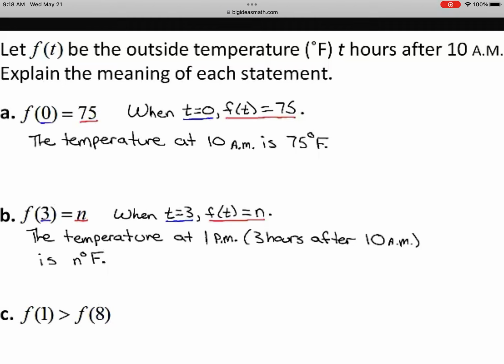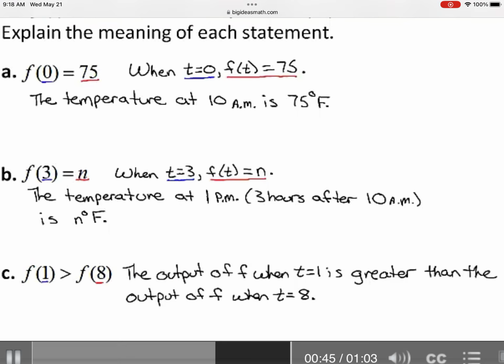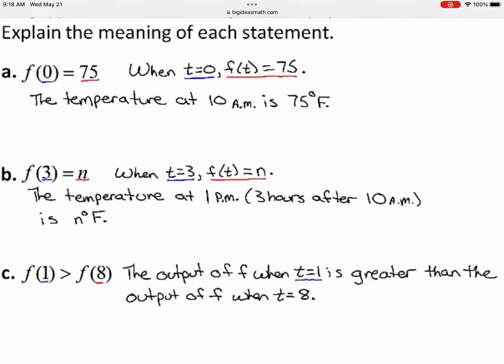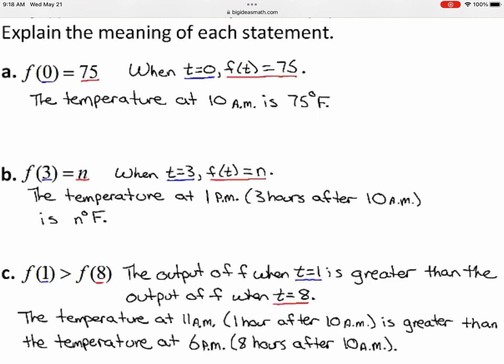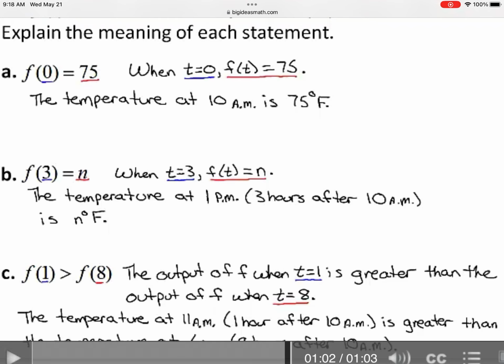Part C. F of 1 is greater than f of 8. This statement means that the output of f when t equals 1 is greater than the output of f when t equals 8. So in this situation, the temperature at 11 a.m., which is 1 hour after 10 a.m., is greater than the temperature at 6 p.m., which is 8 hours after 10 a.m.